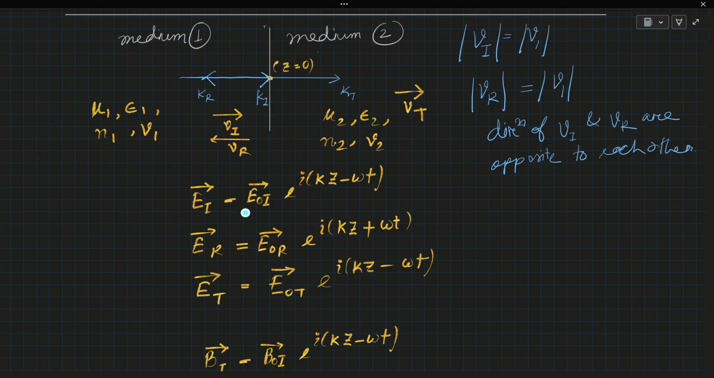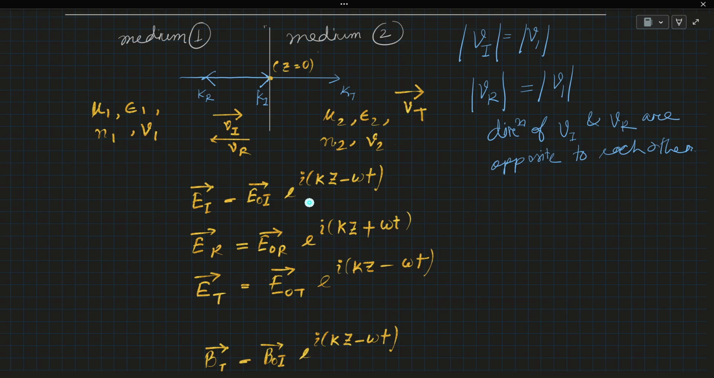Since the wave is traveling in the positive direction, what I have written is kz minus omega t. But if the wave is traveling in the negative z direction, then kz plus omega t will be there. Or if you take kz plus omega t as positive for the wave traveling in the positive z direction, then for the reflected wave this will be minus kz, that means kz minus omega t. Only this sign gets interchanged.